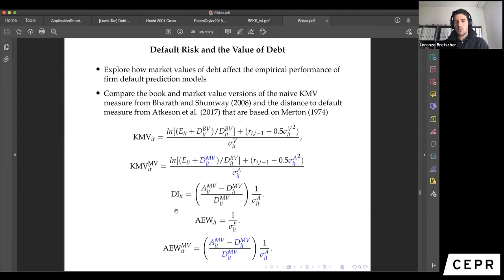We then also use our data to improve upon the measurement of a distance to default measure from Atkinson, Eisfeldt and Weill, and that is based on the Merton model, because we can actually measure the market value of assets, the market value of debt, and also asset volatility directly. Okay. Once we do this, we compare them to their book value counterparts.